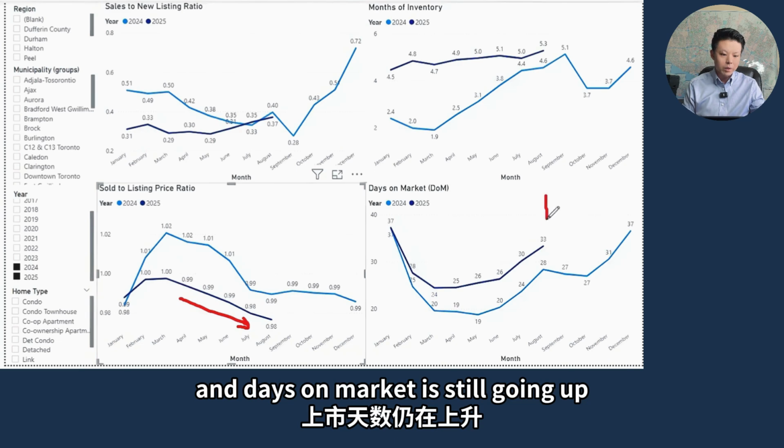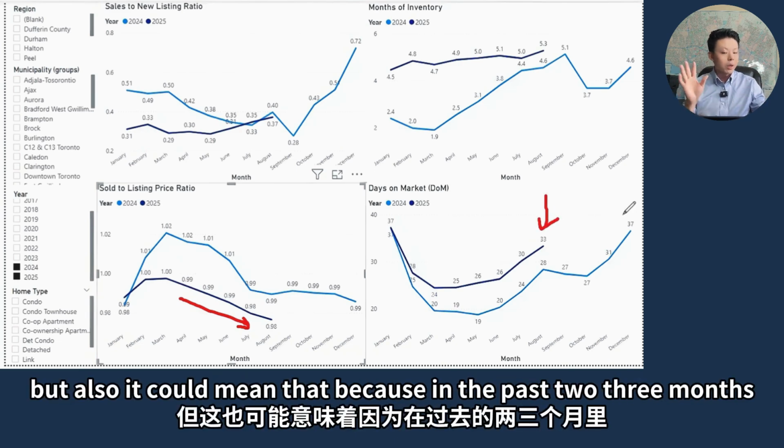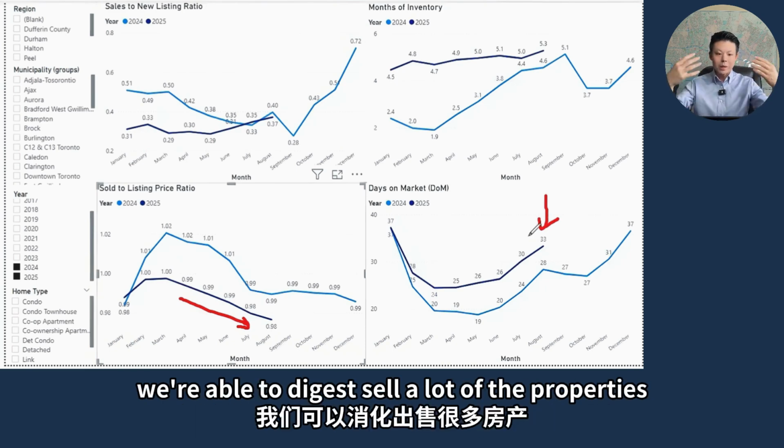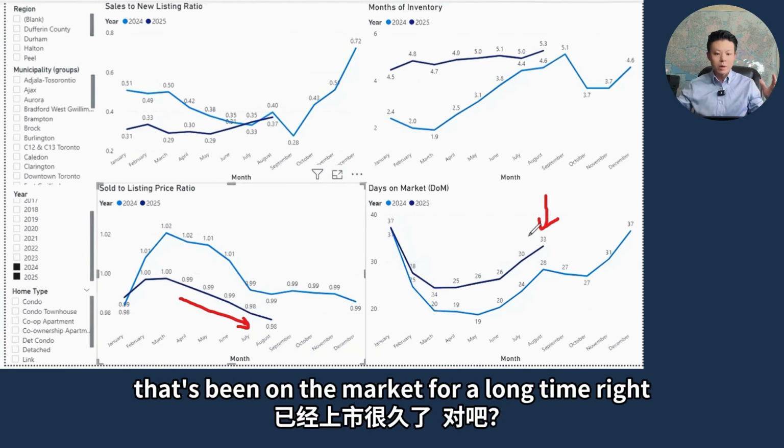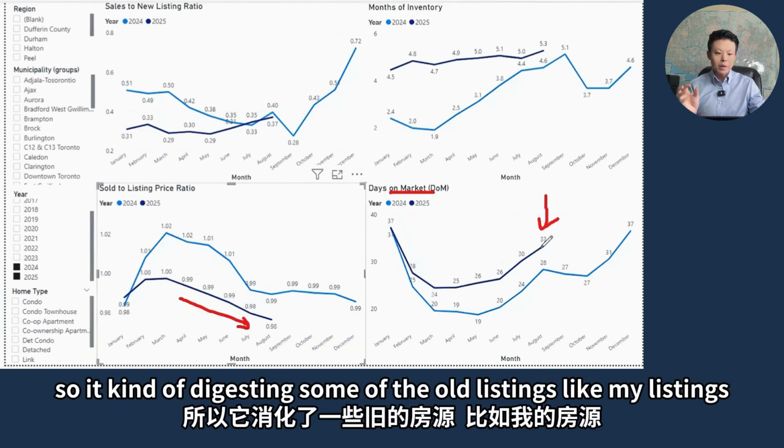And days on market is still going up. That means it does take longer and longer to sell the properties. But it could also mean that in the past 2-3 months, we've been able to digest and sell a lot of the properties that have been on the market for a long time, right? And that's actually calculated in the days on market. So it's kind of digesting some of the old listings, like my listings.